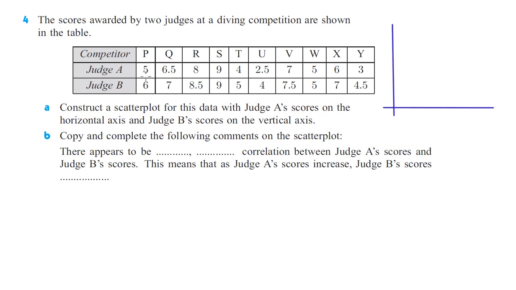All right. So let's see. A is on horizontal, so this is Judge A. Let's put this down right here. And this is Judge B. All right, so let's see. A's got to go between. Looks like the low is 2.5 and the high is 9. So let's just go 0 to 10. So that's 5. So 1, 2, 3, 4, 5, 6, 7, 8, 9, 10, roughly there.